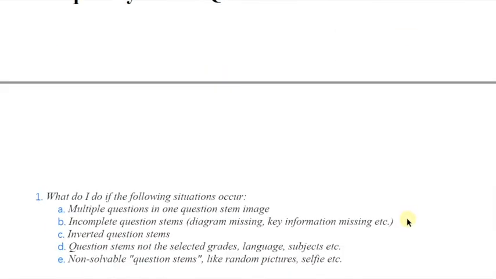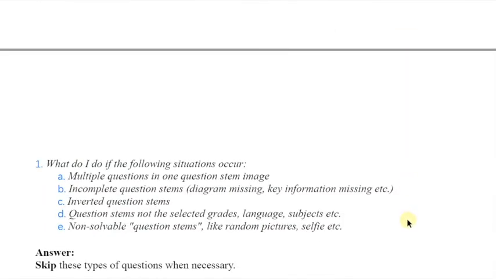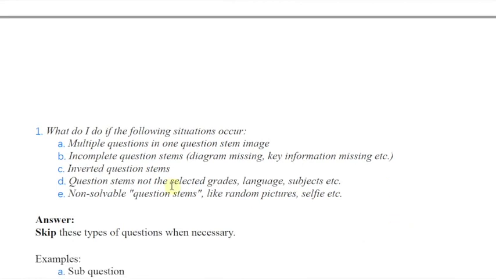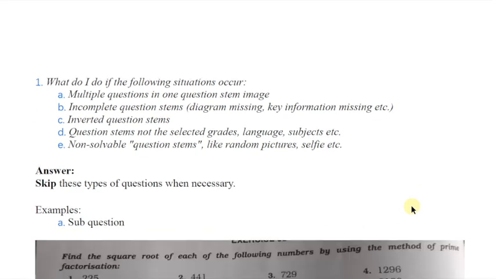Now we have frequently asked questions, such as: what do I do if the following situations occur? Multiple questions in one question stem or image, incomplete question stems, diagram missing, key information missing, inverted question stems, and question stems not in the selected grade, language, subject etc. Non-solvable question stems like random pictures, selfies etc. Answer: skip these types of questions when necessary.